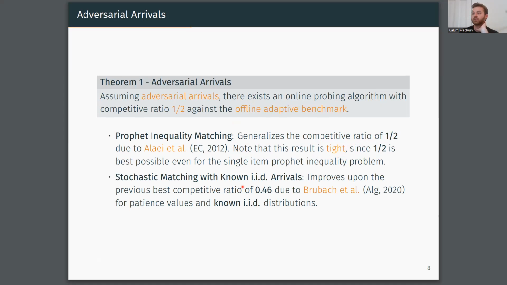The other relation is to the stochastic matching problem with known IID arrivals. Here we improve upon the previous best competitive ratio of 0.46, and we actually allow for known non-identical distributions as well as adversarial arrivals.